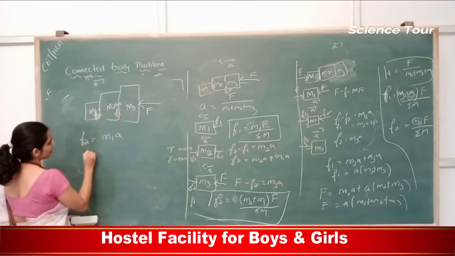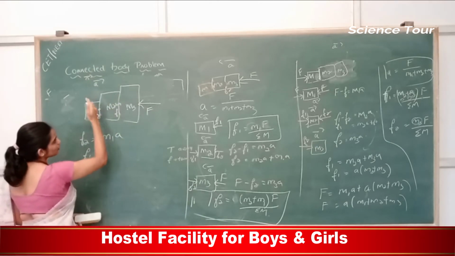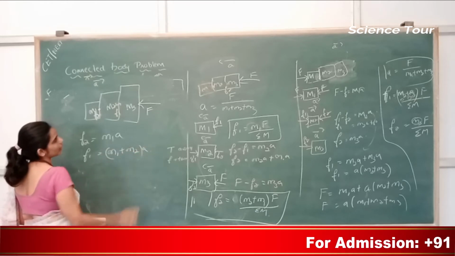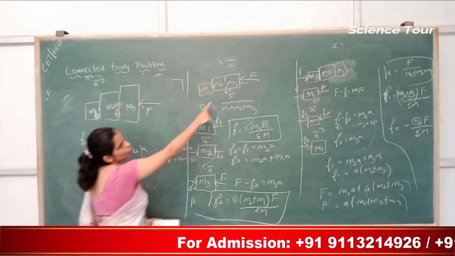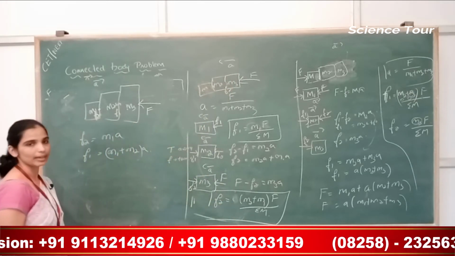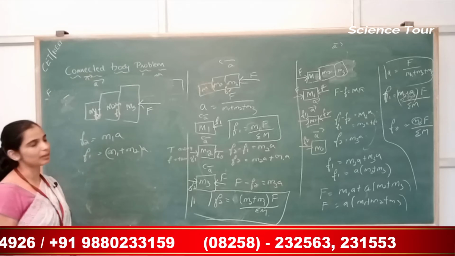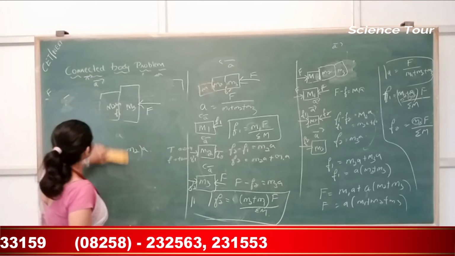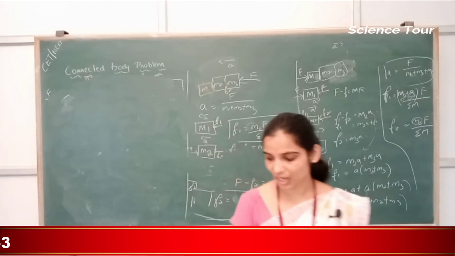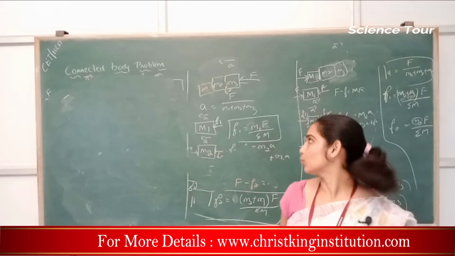Correct. F1. There are two masses, so M1 plus M2 into A. Here F1 is equal to here F2. System is same. So am I correct? Yes. A, you know, is F divided by total mass. You should substitute. So this is the way of solving the bodies which are connected to one another or which are attached.